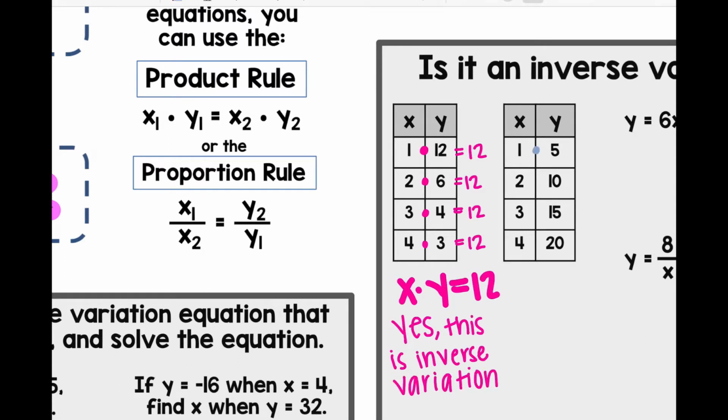Let's look at the next example. 1 times 5 is 5. 2 times 10 is 20. 3 times 15 is 45. And 4 times 20 is 80. Since x times y is not equal to a constant value, this is not inverse variation.